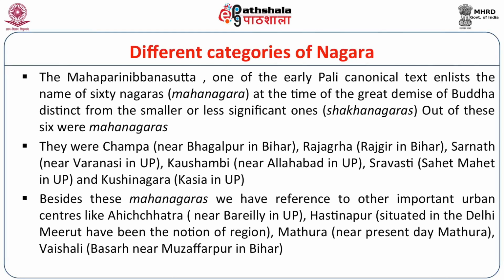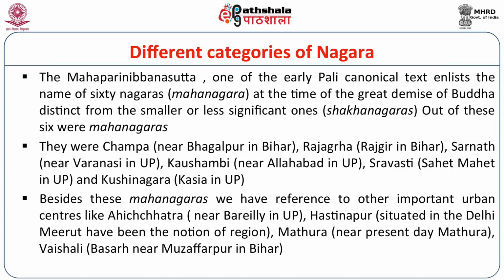When we study urbanization, it is very important to understand that it is a process. Urban centers did not develop at one point of time. There are different categories of nagaras enumerated in the Pali canonical texts, which list at least 60 Mahanagaras at the time of the great demise of Buddha, which were distinct from the lesser known nagaras known as the Shakha nagaras.